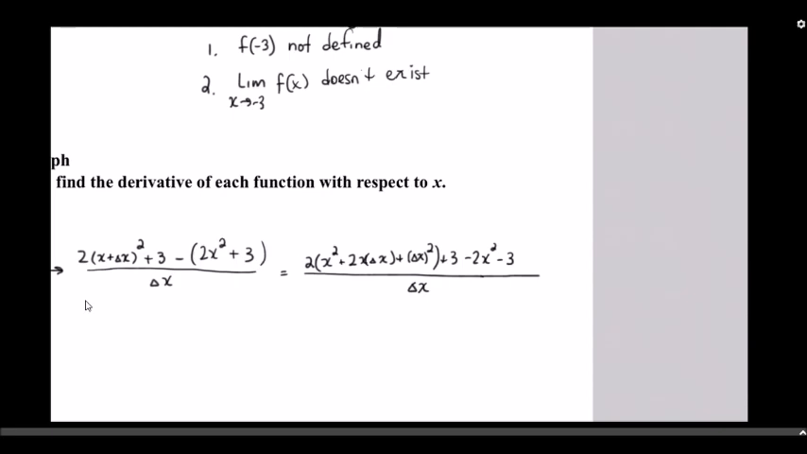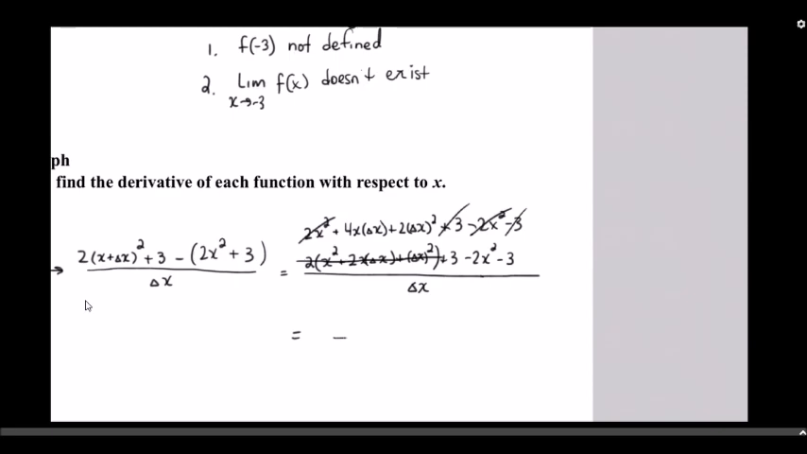Now this expression here I'm going to cross out, and above it I'm going to write an expression where I've distributed the 2. So it's going to become 2x squared plus 4x delta x plus 2 delta x squared plus 3 minus 2x squared minus 3. Plus 3 minus 3 cancel out. Negative 2x squared, positive 2x squared cancel out.